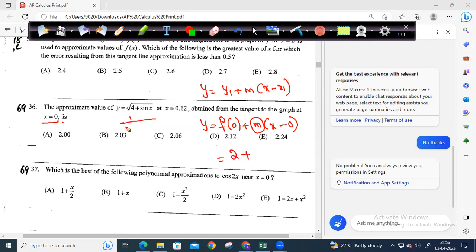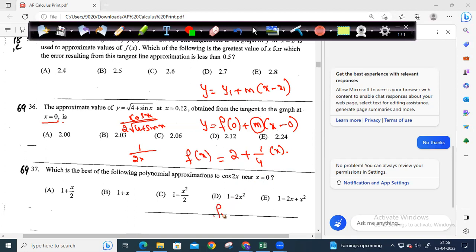What is f'(x)? 1/(2√(4 + sin x)). What is the derivative of 4 + sin x? cos x. Put x = 0: 1/(2 × 2) = 1/4. So 2 + (1/4)x, that is your f(x) value.